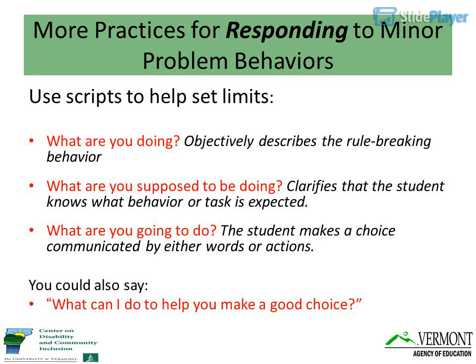What are you doing? This objectively describes the rule-breaking behavior. What are you supposed to be doing? This clarifies that the student knows what behavior or task is expected. What are you going to do? The student makes a choice, communicated by either words or actions. You could also say, what can I do to help you make a good choice?